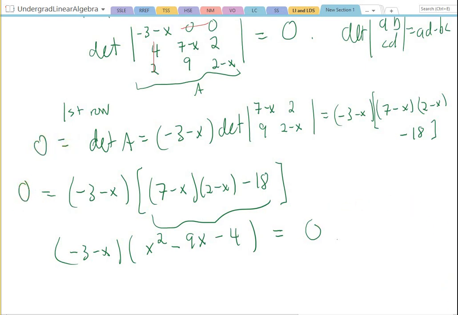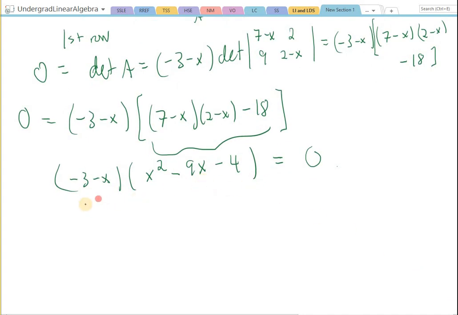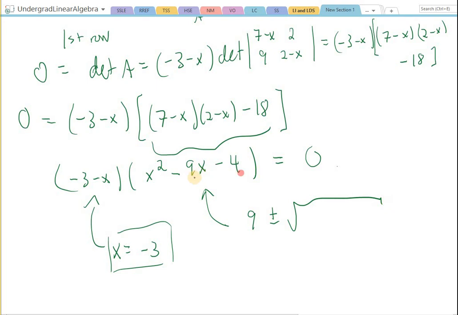All right. So my solution is, I get one solution from here, right? If I have the product of two numbers that is 0, then either one is 0 or the other is 0. So this one gives me a solution, x equals negative 3. So that's one solution. Now I need a solution from here. This one is just your old quadratic formula: 9 plus or minus the square root of b squared, which is 81, minus 4ac, which is plus 16, over 2a.